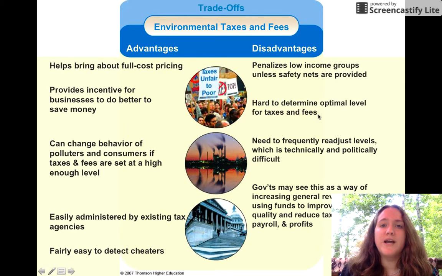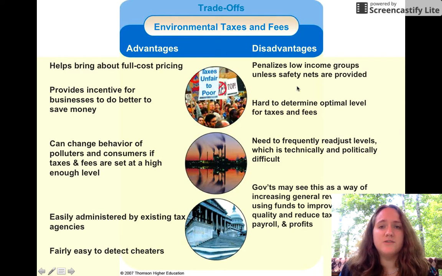So looking at environmental taxes and fees, what can the government do to try to regulate? If you tax companies and try to include environmental costs in things, it will bring about the full cost pricing, the externalities. It'll provide incentives for businesses to do better for the environment, to recycle, to reduce waste, all that stuff. And it's fairly easy to detect whether or not someone is doing that.